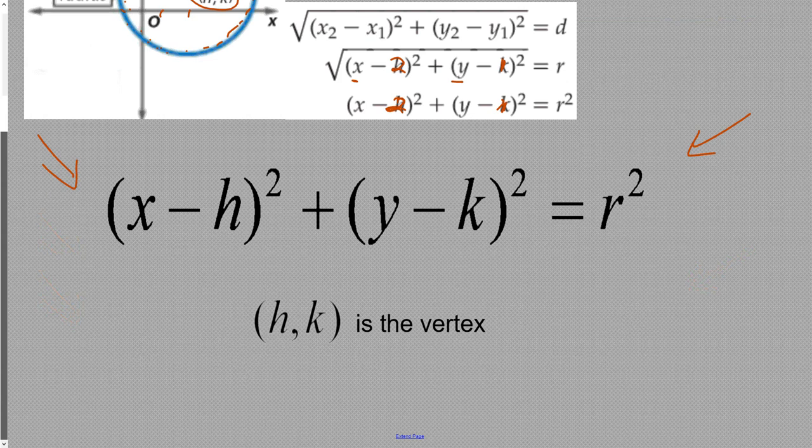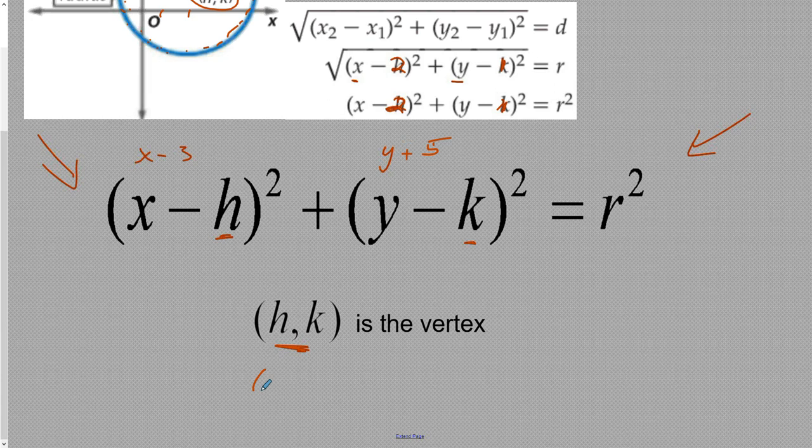hk is the vertex. Just like with other things, it's backwards, right? So we got minus. So if this is x minus 3 and y minus, let's say y plus 5, then our vertex is at 3, negative 5, because we're subtracting, the signs change. But the hk tells you where the center, I said vertex, that would be the center of our circle.